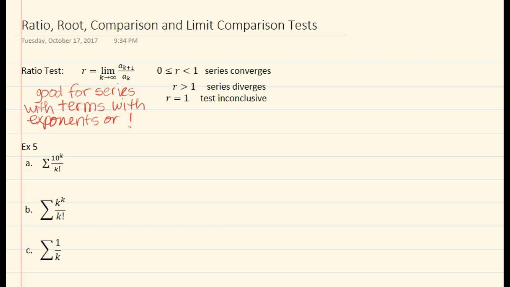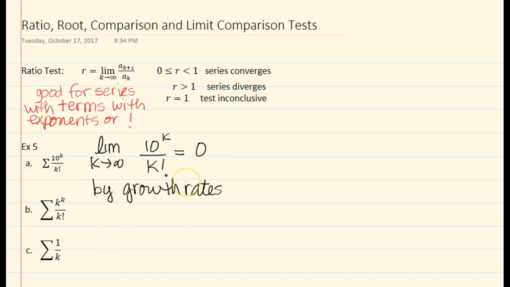We want to take the limit as k goes to infinity of 10 to the k over k factorial. Because we don't know how to take the limit of these, we can use growth rates, and we're going to find that this is equal to 0. So this limit was done by growth rates. Remember that when we find this is equal to 0, we know that our test is inconclusive, so we need to try another test. So let's try the ratio test.